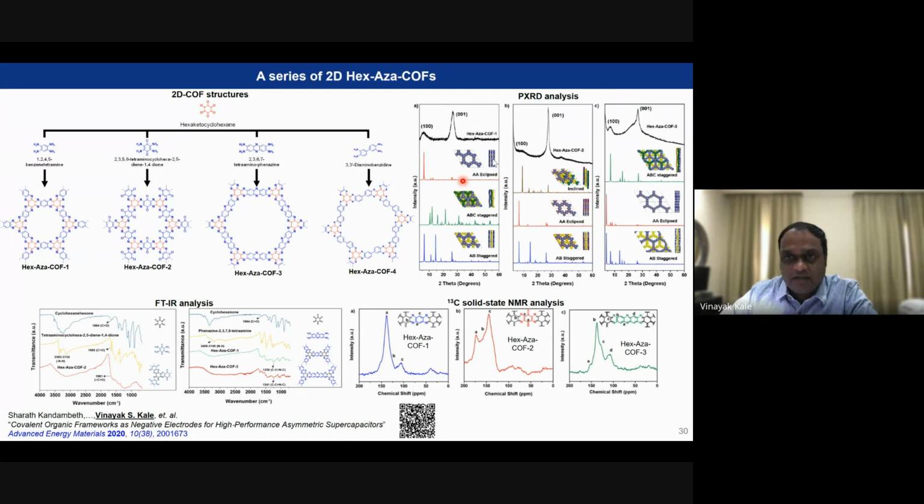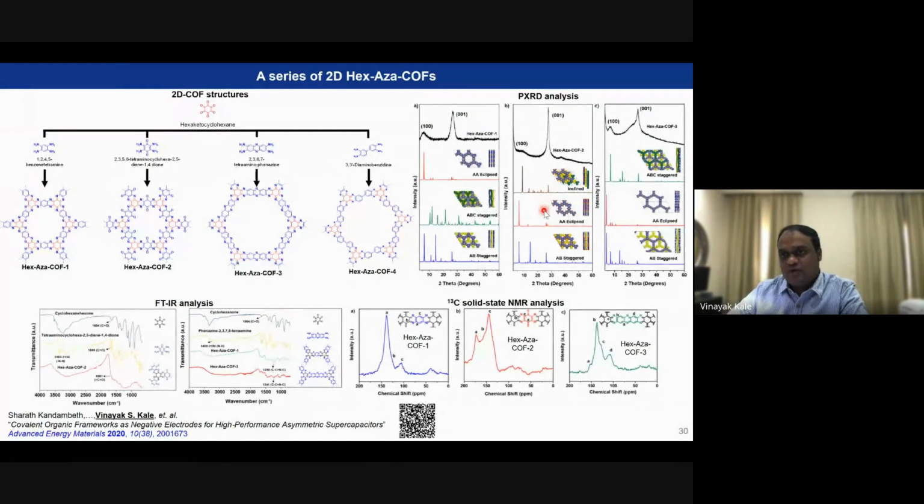For example, in case of this hexaaza 1 COF, the arrangement is different. That is AA eclipsed. Eclipsed means one on one. It is perfectly eclipsed and it has an accessible pore. And in other cases like hexaaza COF, the COF structure is slightly inclined. I mean the second layer is inclined.